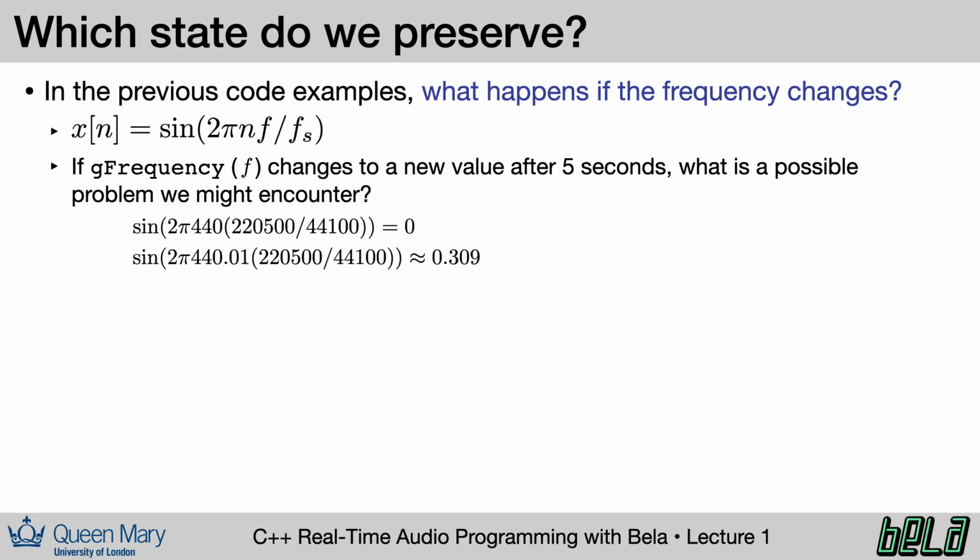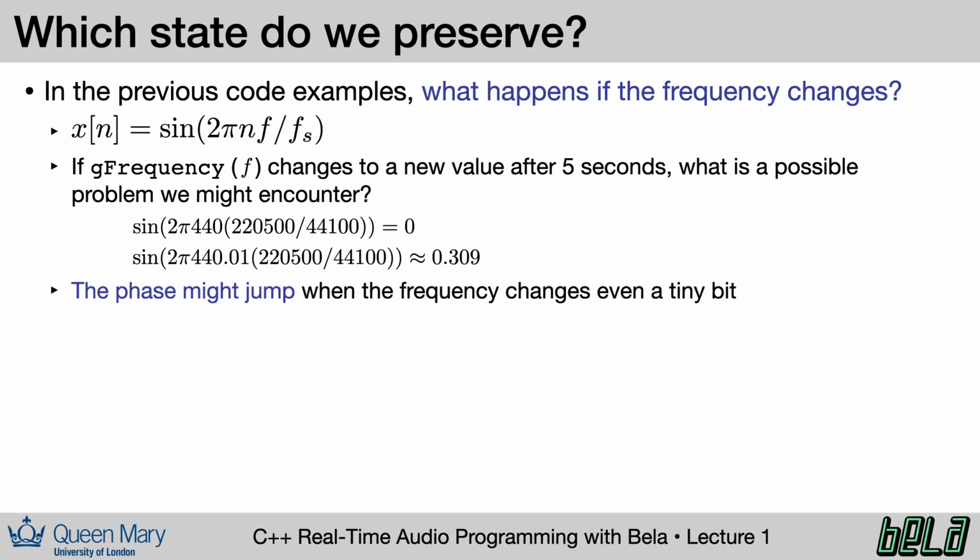Well, the problem is this. So here's a couple of calculations for two almost identical frequencies, where we've calculated the phase based on the frequency, based on n, and based on the sample rate. So at 440 Hz after 5 seconds, the sine wave would be at a phase where it had a value of 0. Whereas if the frequency was 440.01 Hz, it would actually have quite a different value of about 0.3. So the problem that we might have is that when the frequency changes, we might have a sudden jump in phase. And what that can produce is potentially a click or a pop, or possibly even worse.